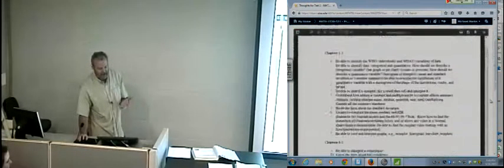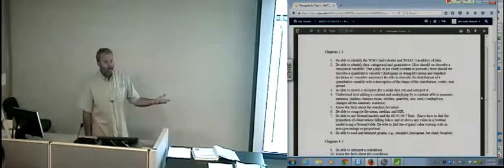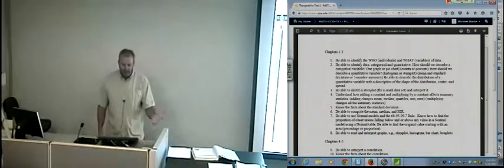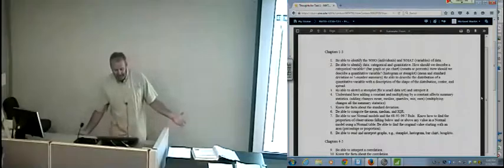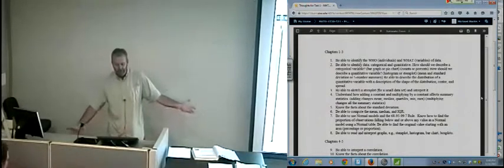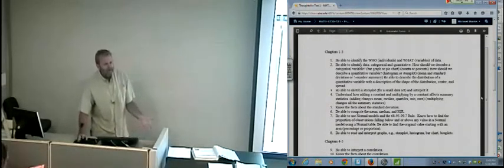So when I say chapters 1 through 3, be able to identify the who. Who are the individuals and what are the variables? Be able to identify data, categorical, quantitative. These are the things that we've done over and over again. How should we describe a categorical variable? How should we describe a quantitative variable? Be able to describe the distribution of a quantitative variable, the description of the shape. We've done that, right? These are all the little pieces that we've done.